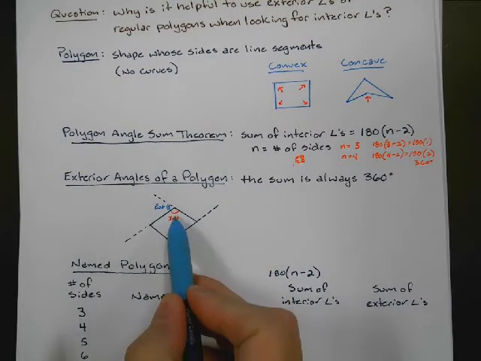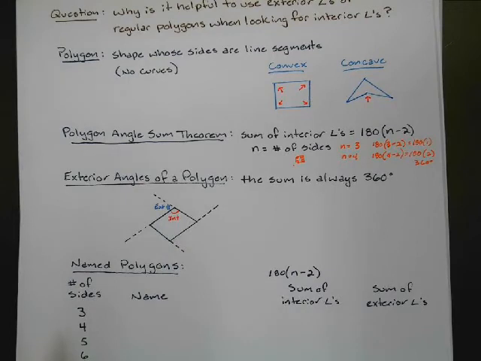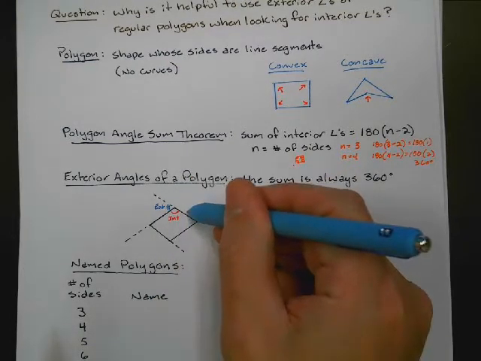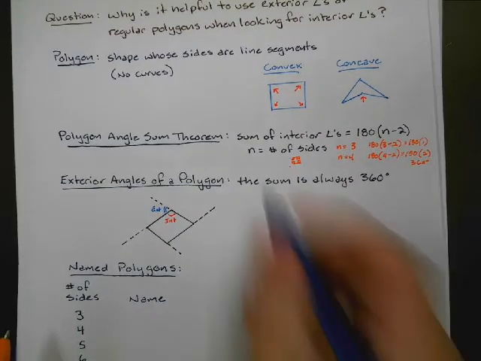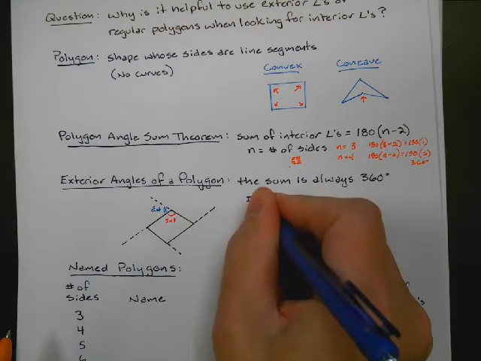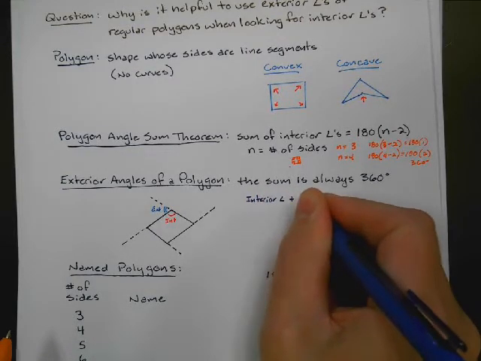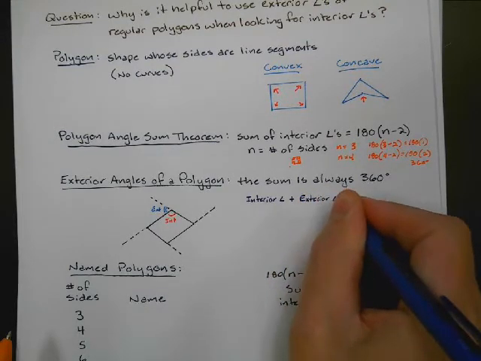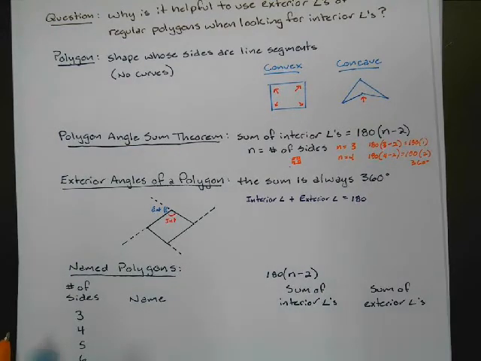Okay, so if this is an interior angle, this one right here would be an exterior angle. And what we notice here is the interior angles and the exterior angles will make a straight line. So they're supplementary. So the interior angle plus an exterior angle is always going to be supplementary. They're always going to add up to 180 degrees.